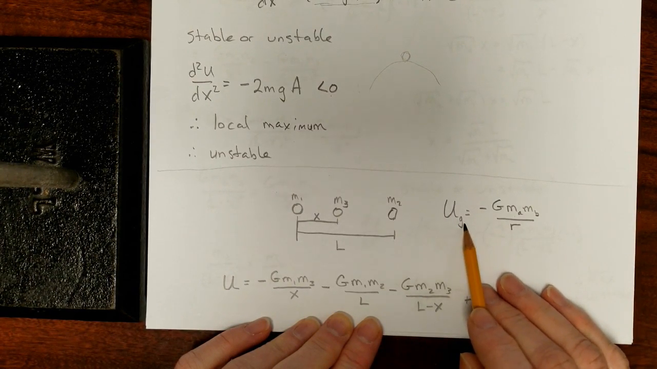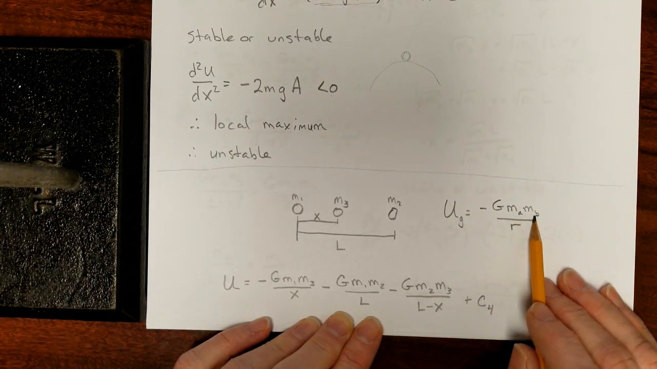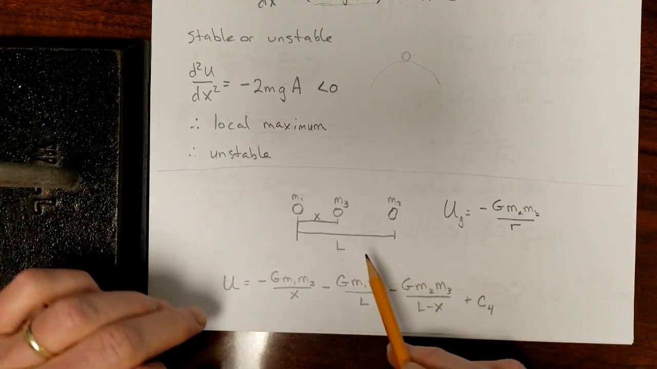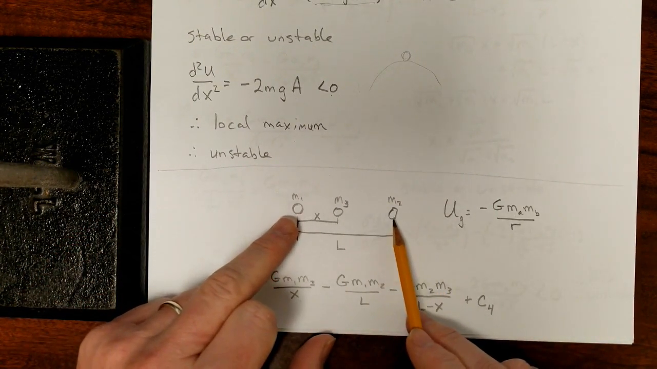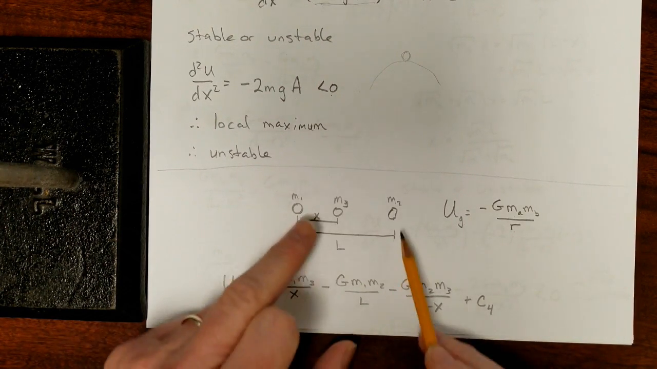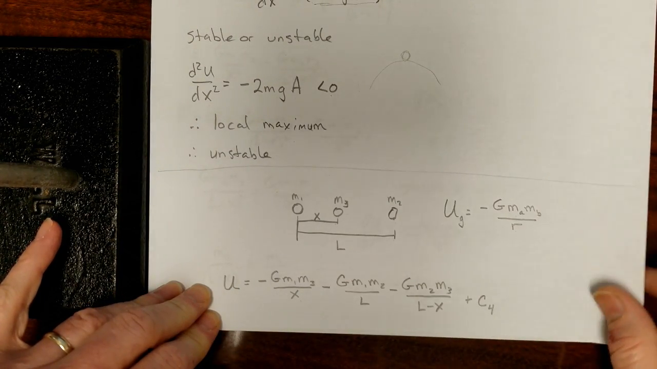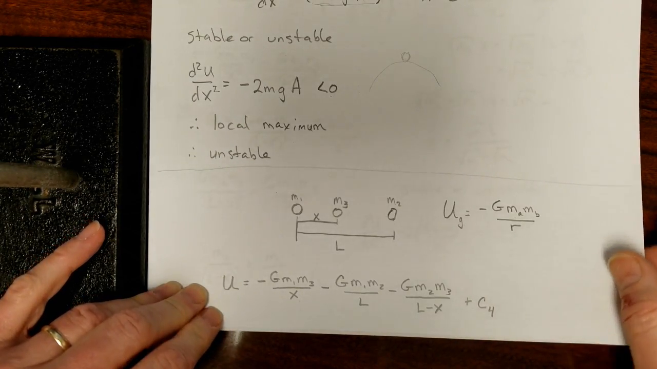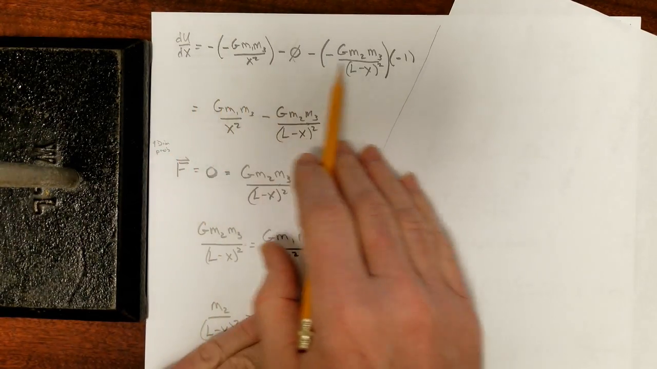In general, the gravitational potential energy, assuming little g is unknown or not constant, is negative big G m_A m_B over R. So in our particular case, I have 3 objects. I take the potential energy of these two, plug it in, the potential energy of these two, and the potential energy of these two, and I just add them together plus some constant. I haven't really established where potential energy is equal to 0, so I'm just throwing that constant in there. So I take the derivative with respect to x, and I end up with this.